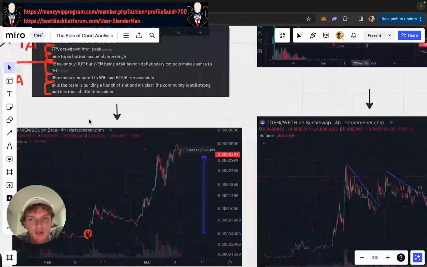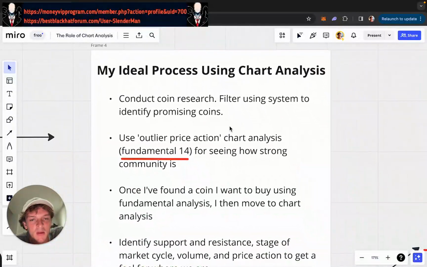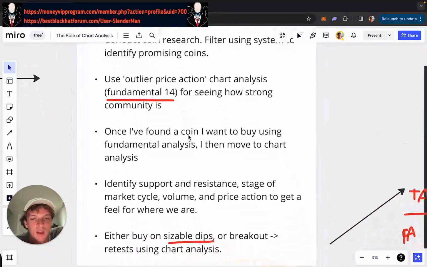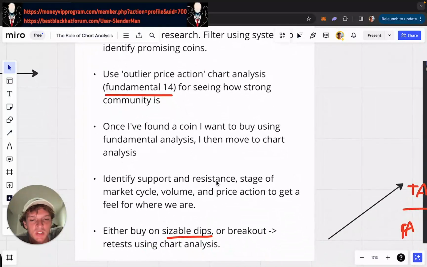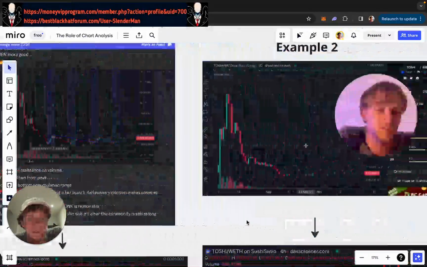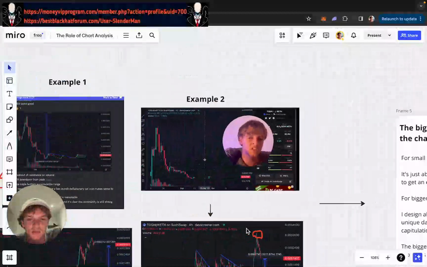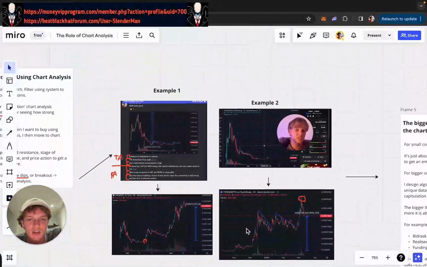I identified the coin, right? Used outlier price. I didn't really do this step. Identified support and resistance, sort of. Stage of market cycle, yes. Volume, yes. Price action, sort of. Bought on a sizable dip and a breakout and retest, okay? So you can see basically how the strategy works. That's how you use technical analysis.